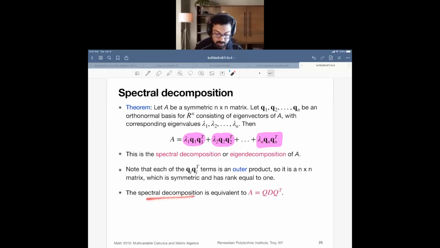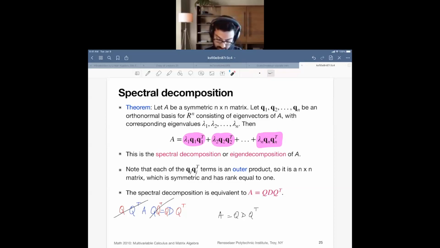Now, spectral decomposition is actually equivalent to this: A equals Q D Q transpose. How are we getting this? Well, what was orthogonally diagonalizing a matrix? You were doing this, right? Q transpose A Q equals D. Now, if you multiply with Q on the left and Q transpose on the right, the Q transpose Q terms go away. What you're left with is A equals Q D Q transpose.